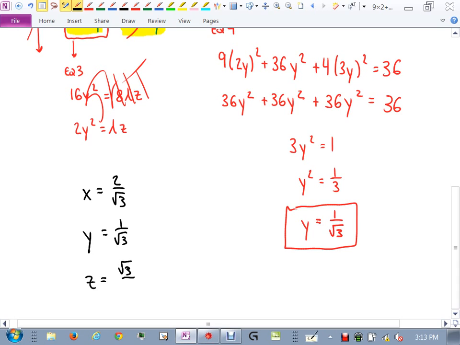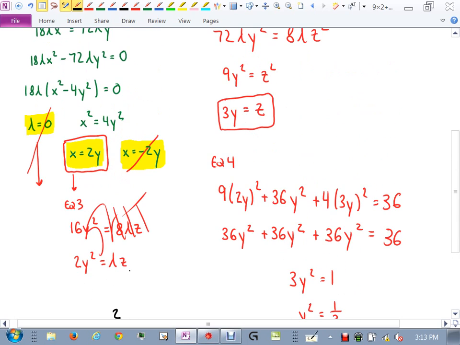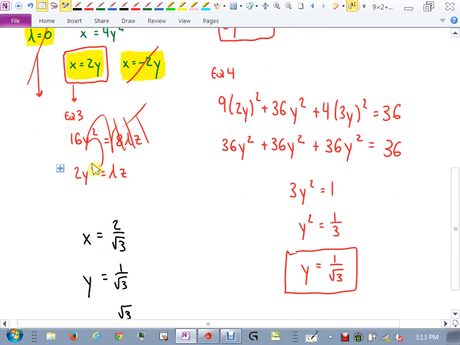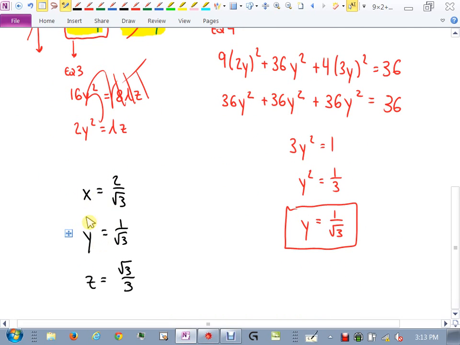Three over root 3. Just using our equations that we got up here, right? Z was 3 times y. We said y was 1 over root 3, and x was 2 times y. So that should be it, right? I did what? Oh, is that what you're talking about? I had those upside down? Okay, thank you.